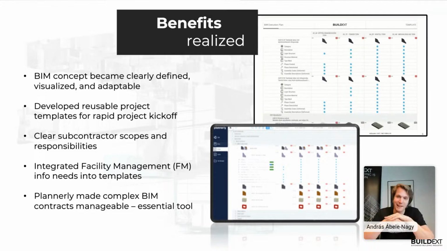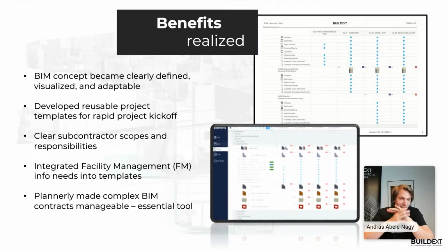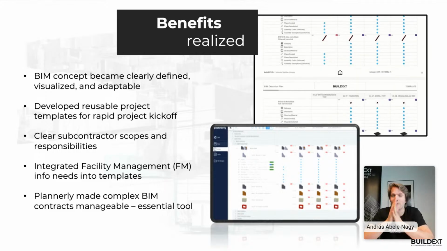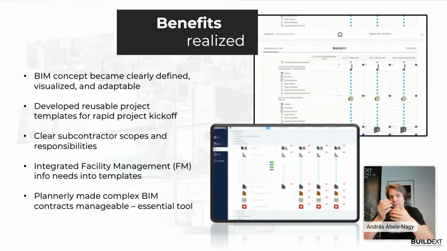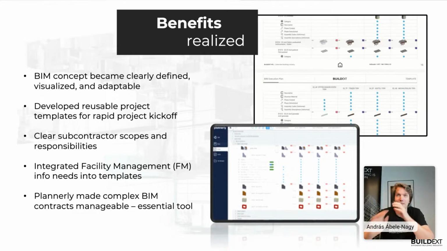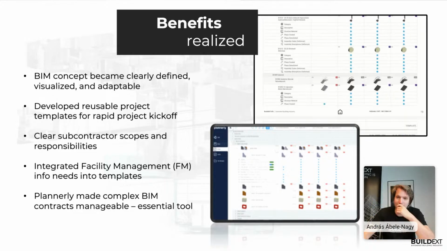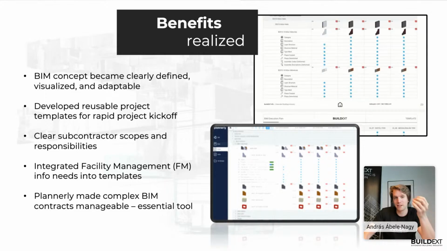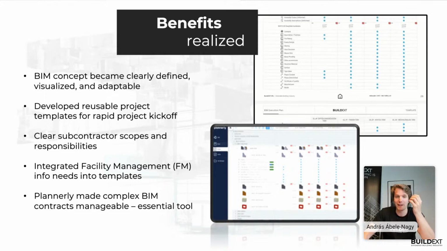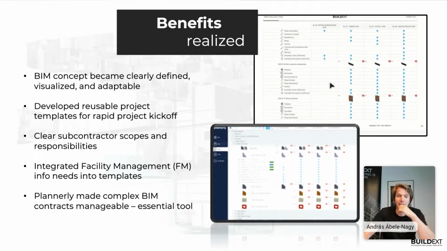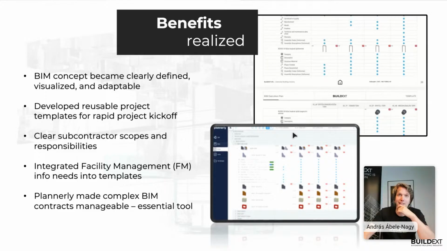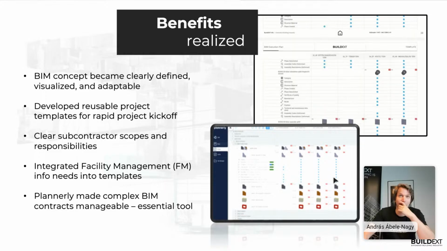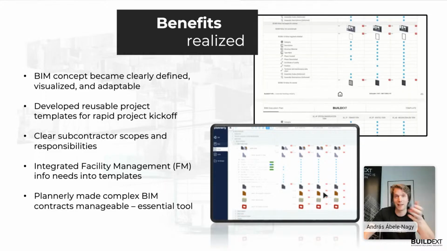Following these guidelines, we had a lot of benefits at the end. The contract side of BIM had to be very well specified, as I said, yet easily understandable and adaptable to all kinds of project needs. So visualization is important, very, very important. As you can see on the right side, this is how the scope of work looks in Plannerly.